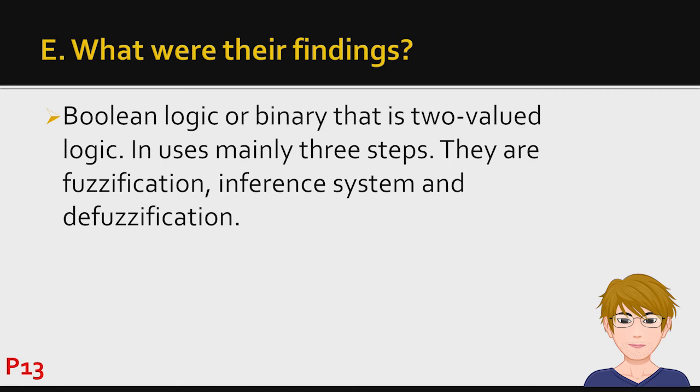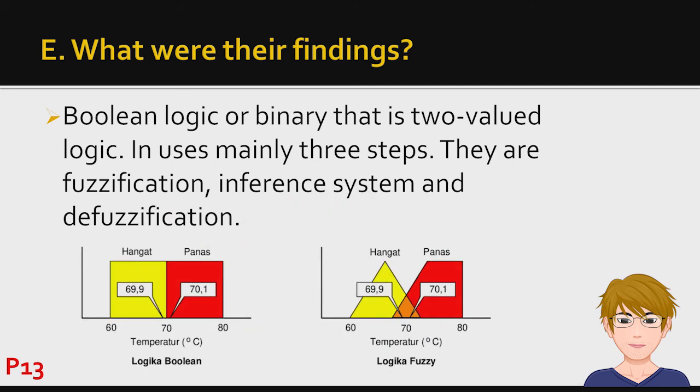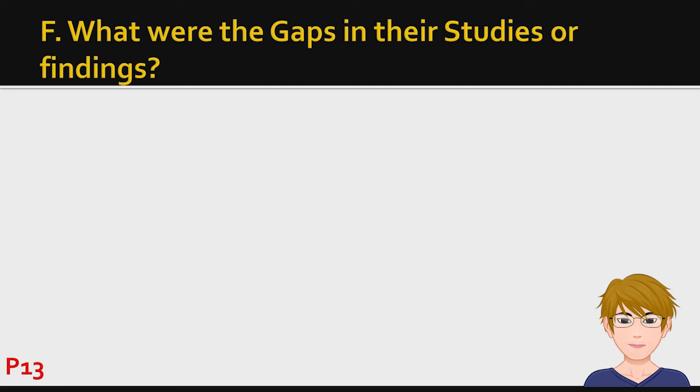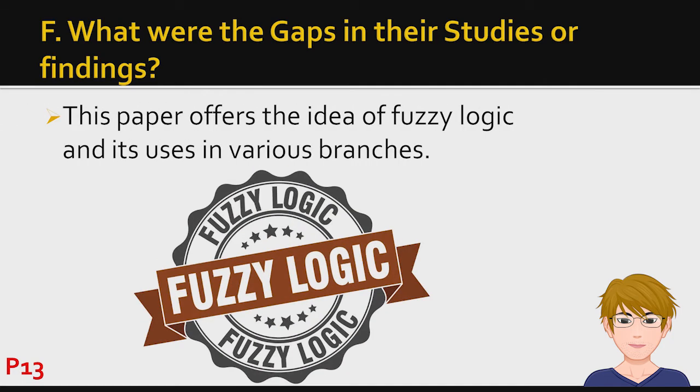Boolean logic, or binary, that is two-valued logic, is used mainly in 3 steps. They are fuzzification, inference system, and defuzzification. Okay, so it looks like that. Letter F, lastly, what were the gaps in their studies or findings? This paper offers the idea of fuzzy logic and its uses in various branches.